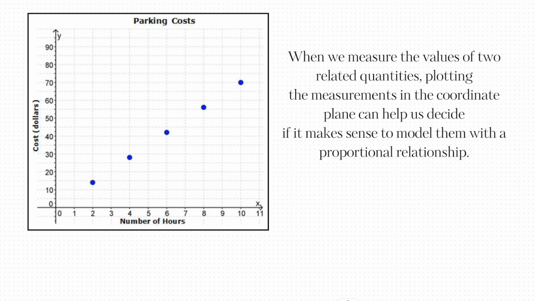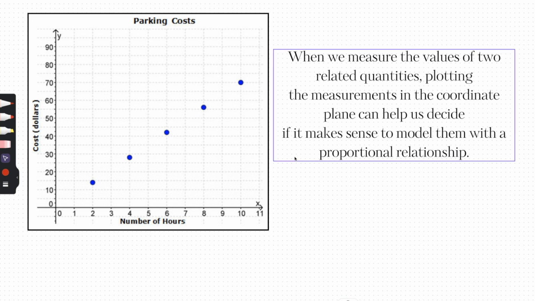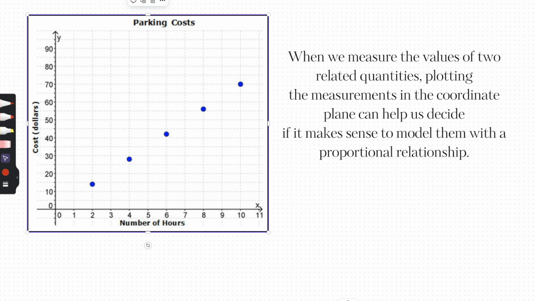So take a look at this data. Let me grab my pen here. Again, when we measure the values of two related quantities, so here are our quantities. We have the number of hours, that's our x values, and the y values are the cost in dollars, right? And this is related to parking cars.